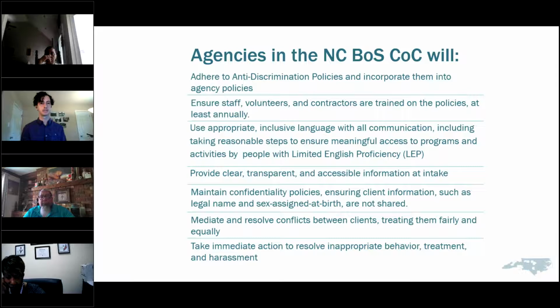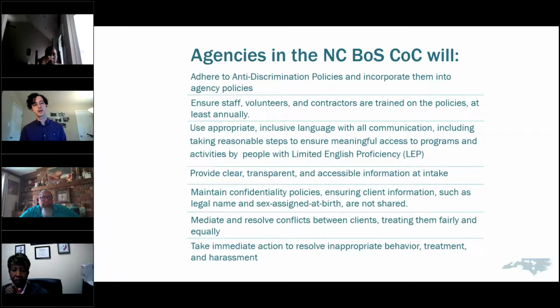So agencies in the COC will adhere to the anti-discrimination policies and procedures and incorporate them into your policies. Ensure staff, volunteers, and contractors are trained on those policies at least annually. Again, we are recording this for you to share with your staff. You will use appropriate and inclusive language with all communication, including taking reasonable steps to ensure meaningful access to programs and activities by people with limited English proficiency, for whom English may not be their first language. We ask that you provide clear, transparent, and accessible information at intake, that you maintain confidentiality policies, ensuring client information such as legal name or sex assigned at birth are not shared, and we will talk more about that in a moment.